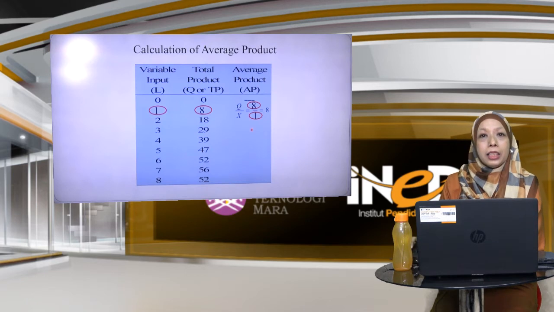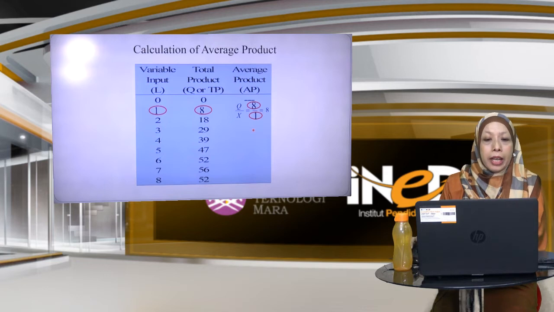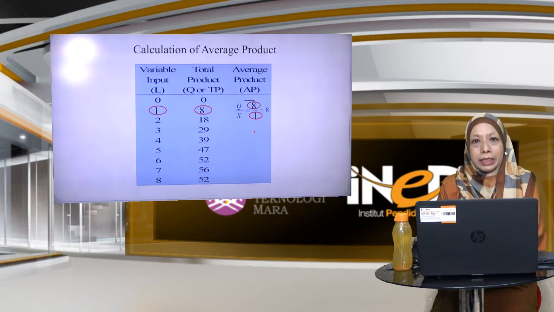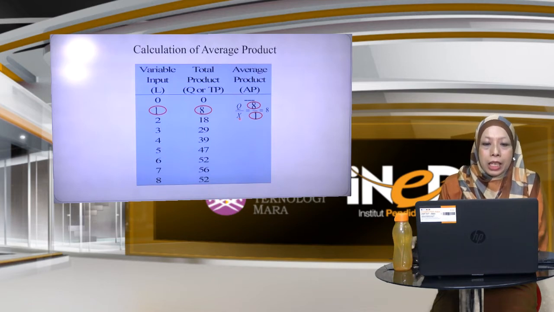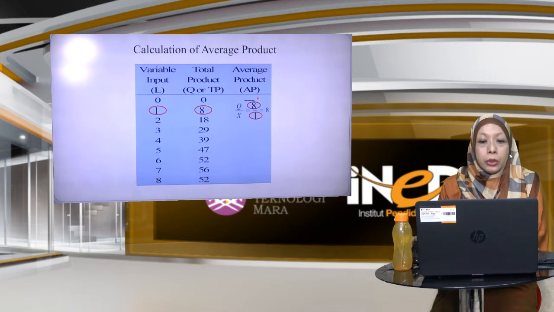The next thing that we're going to calculate would be average product. If you can recall, when we talk about average product, we want to measure the average output produced by each variable input. So to calculate average product, you have to divide output by the variable input. When labor is 0, definitely total product is 0, so you cannot calculate average product. But when you hire one labor, total product is 8, so simply divide 8 by 1 and you're going to get 8.